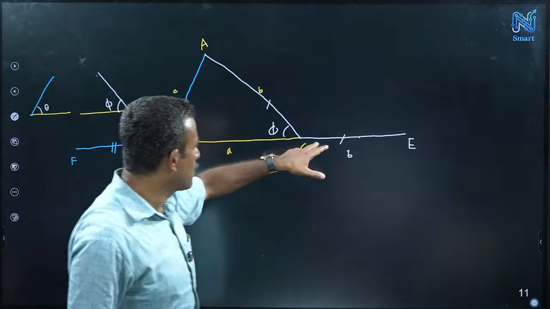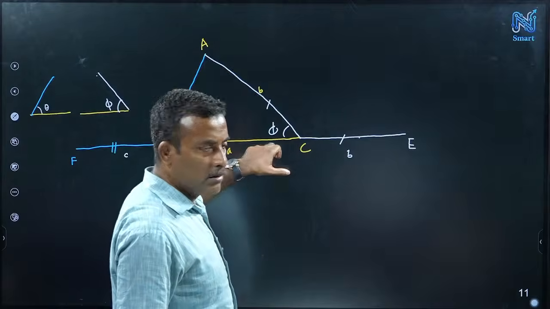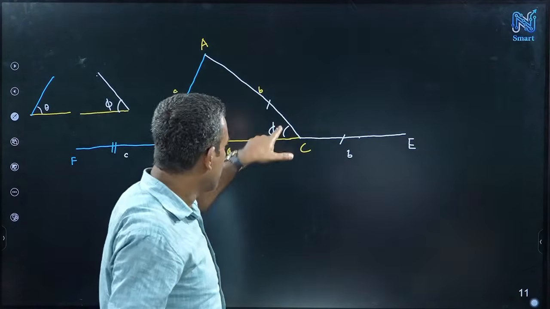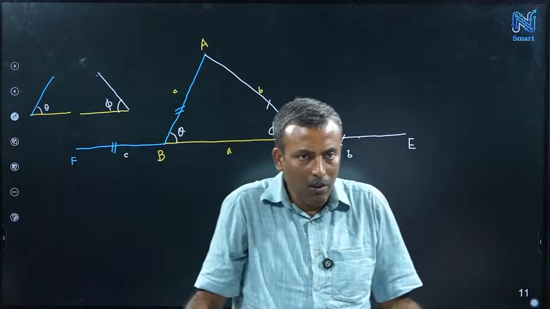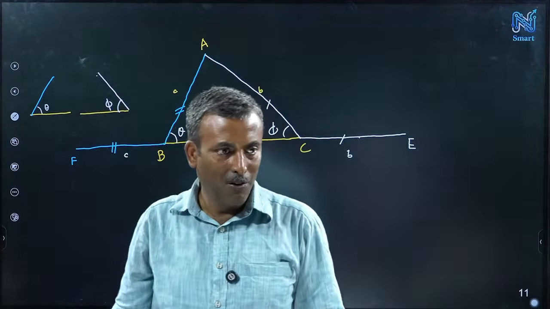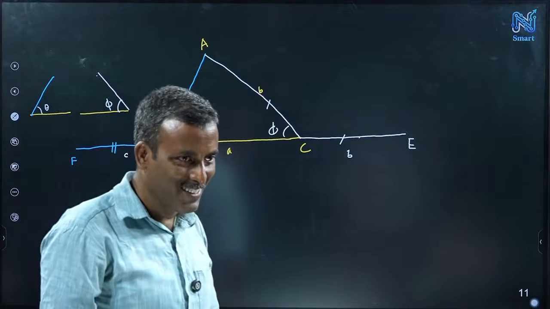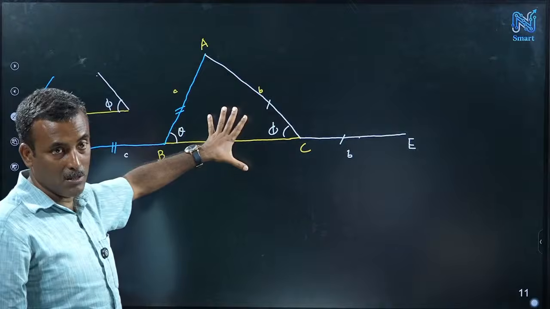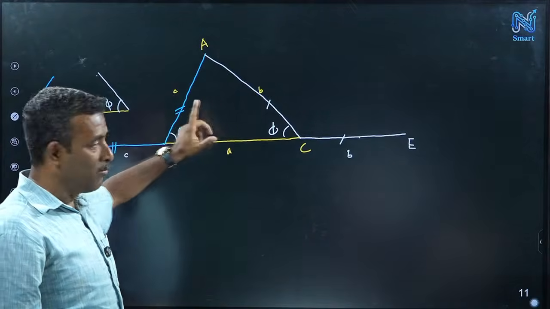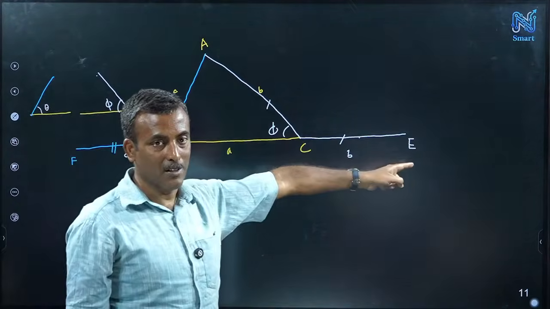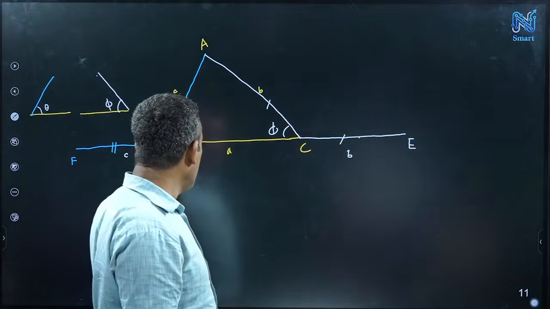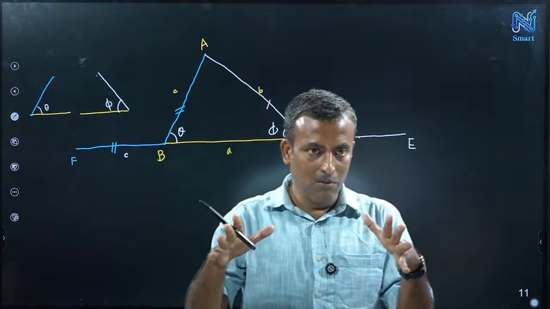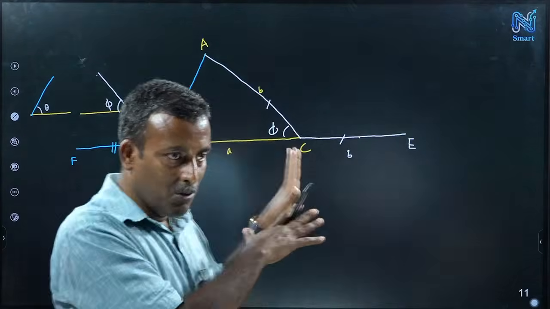So if I break somewhere here, and if I just fold and join, that angle should not be equal to theta or phi, right? But the ultimate figure will be this. We have the point E and F, that we know, but we do not know where B, C and A are.